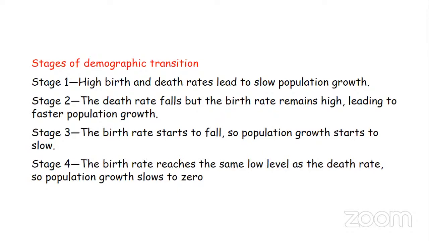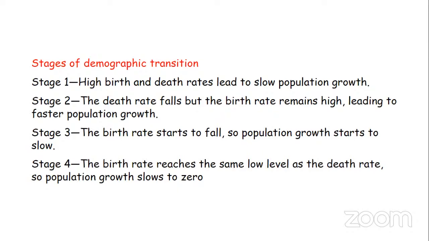But in the second stage, the death rate falls, but the birth rate remains high. The fertility rate is high, but the death rate is low, which leads to faster population growth. That is the second stage. In the third stage, the birth rate also starts to fall, so population growth starts to slow.